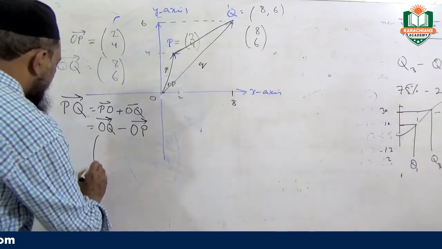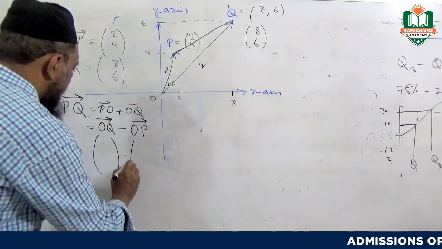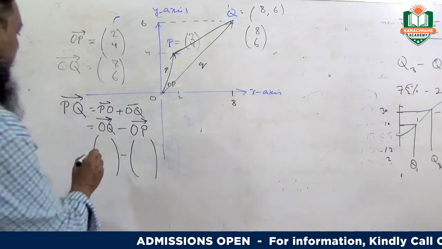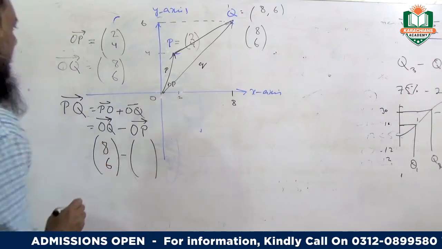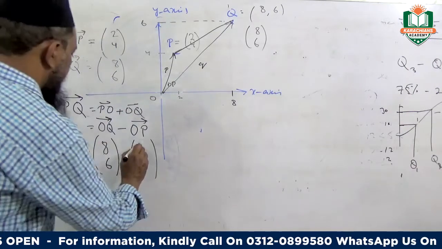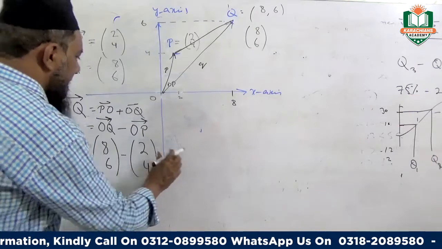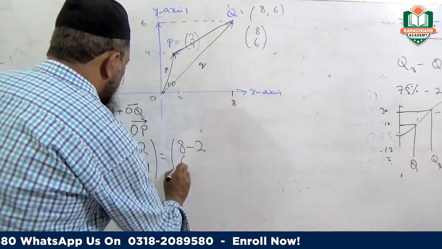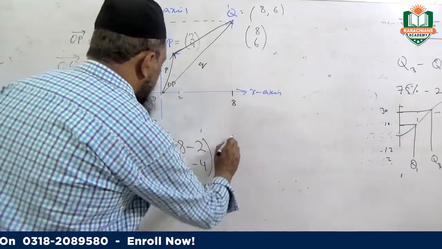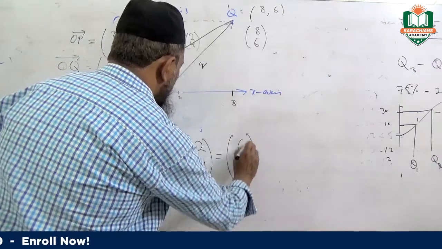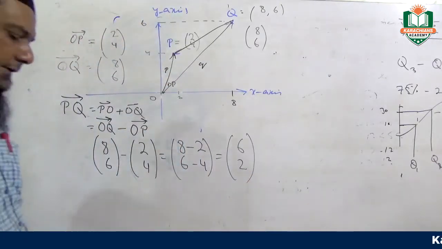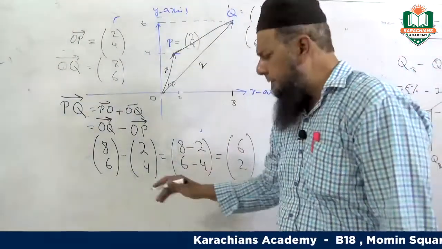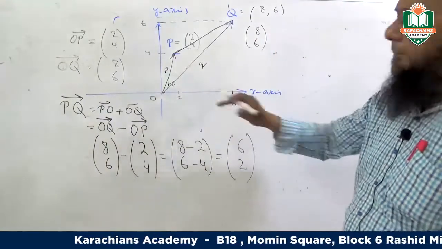Now we put the value of OQ here, put a minus sign, and then put the value of OP in column vector form. OQ is 8, 6, and OP is 2, 4. So 8 minus 2 and 6 minus 4, and the final result is 6, 2. So 6, 2 is the resultant vector PQ. This is the addition or subtraction of position vectors.